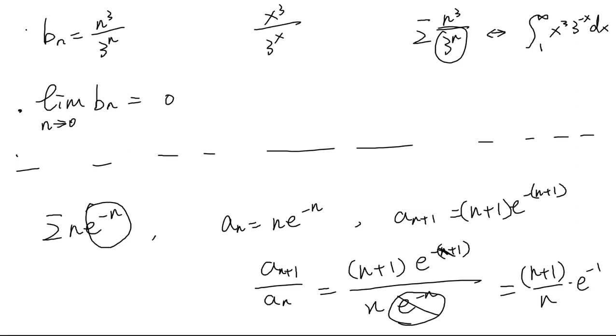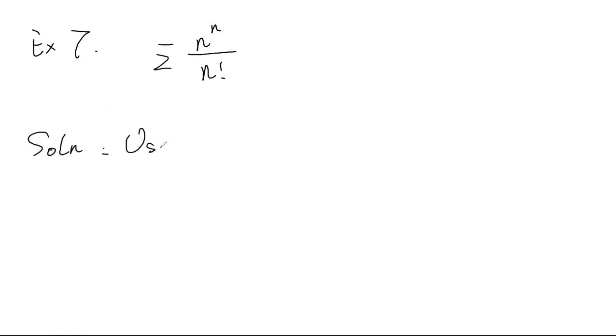Okay, let's do one more example today. Now let's consider another example. Let's consider this series, n to the n power divided by n factorial. So again, this n is on the power. We can try the ratio test.